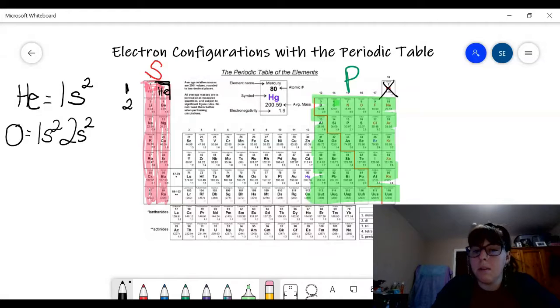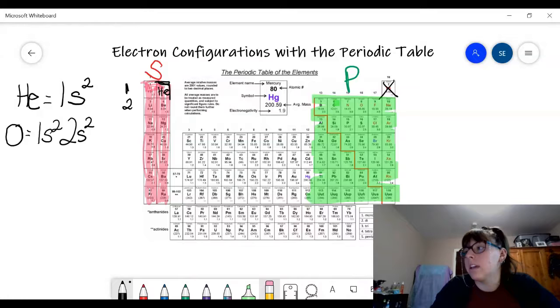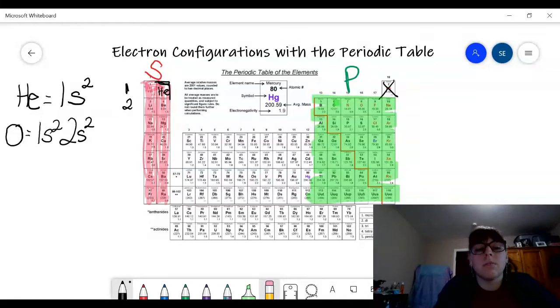Second energy level, but now I'm in that P block here. So 1, 2, 3, 4. It's 4 electrons into the P block in order to get to oxygen. So now I'm going to write that as 2p4. And there's my electron configuration for oxygen. And we can keep doing this all the way through with the D and F block as well.